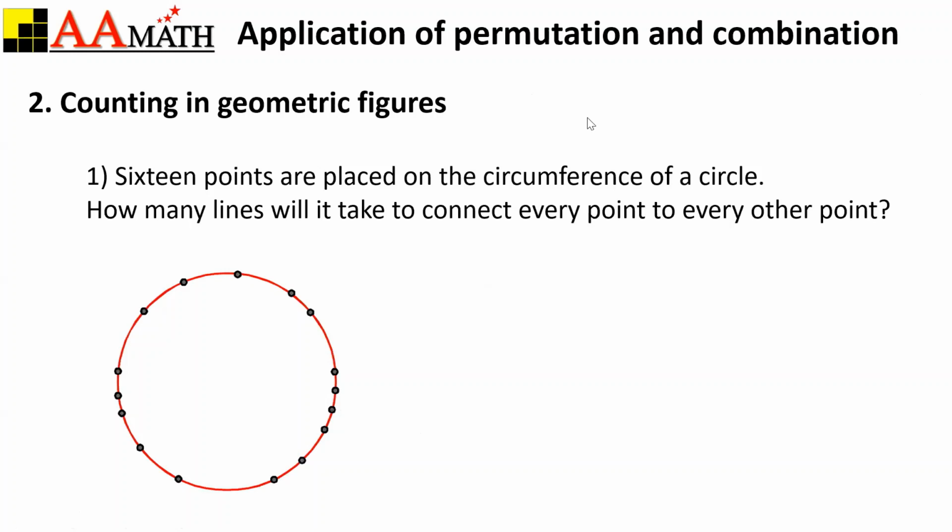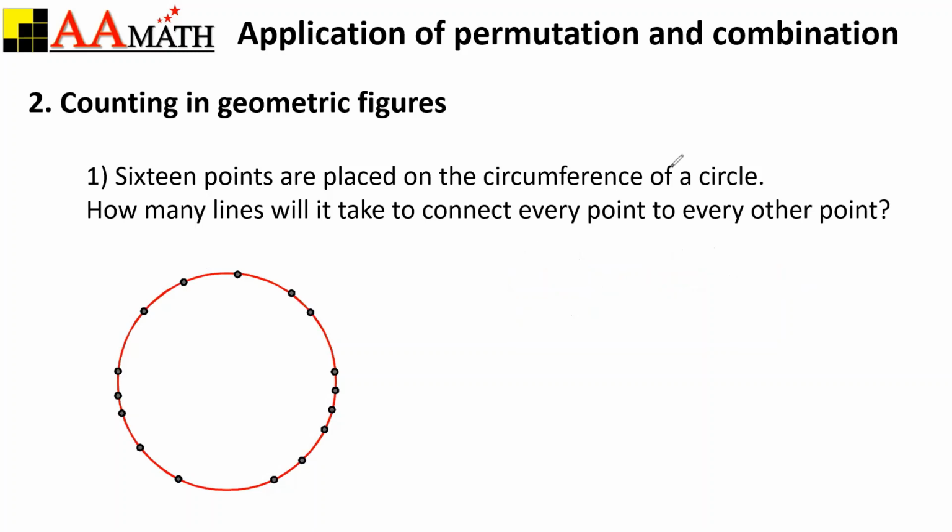Basically, we can think about out of the 16, we're going to choose 2 to connect. So simple, we can just use this one. 16 choose 2. Sorry, not 9 choose 2. We have 16 points, 16 choose 2. That's the answer. So this is going to be 16 times 15 divided by 2, which equals 120. We need 120 lines to connect every other point.